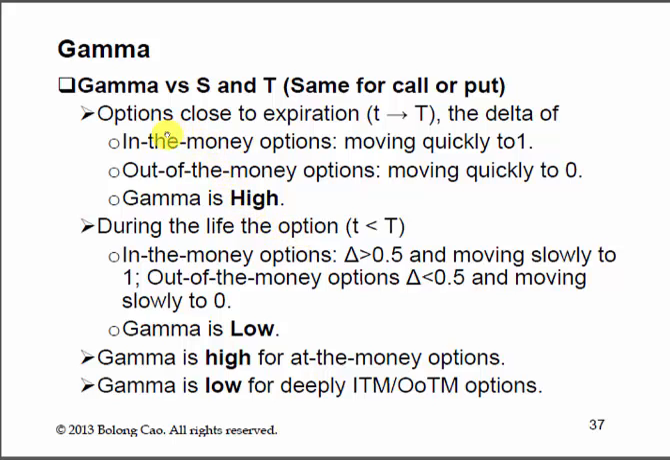So remember, gamma is the same for call and put. When options are close to expiration, the delta of an in the money option moves quickly to 1, and out of the money options move quickly to 0. So gamma will be high, because delta moves fast. There's not much time left for the underlying price to move around.